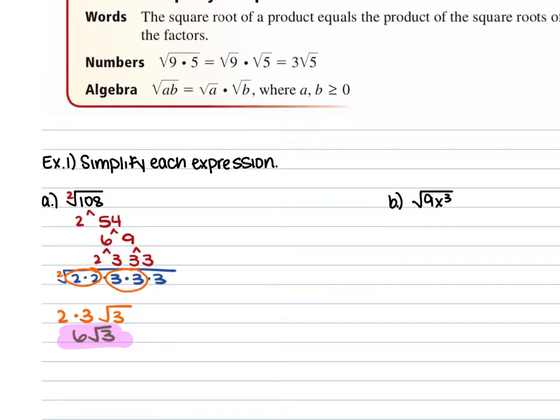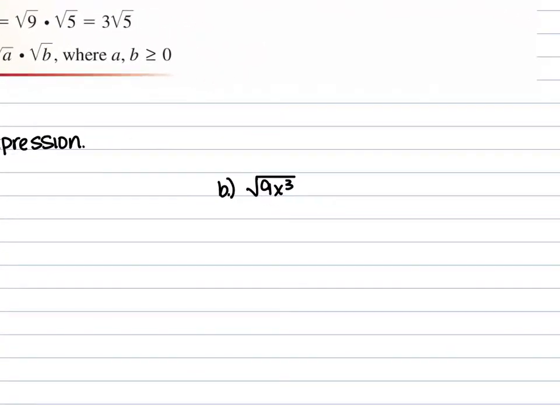For example B, we are given the square root of 9x cubed. So again, we're going to find the prime factorization of 9x cubed. If you wanted to separate this, this is the same exact thing as saying the square root of 9 times the square root of x cubed. You don't have to do that, but it's totally up to you if you'd like to.